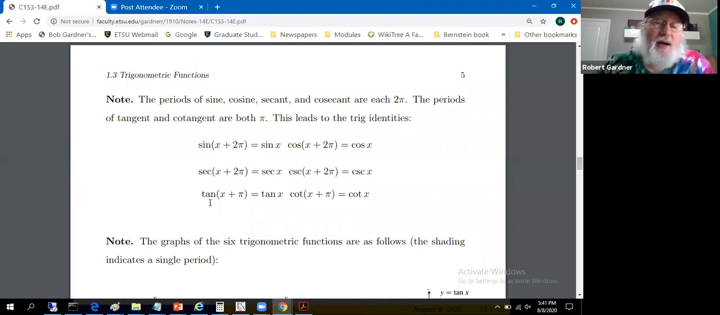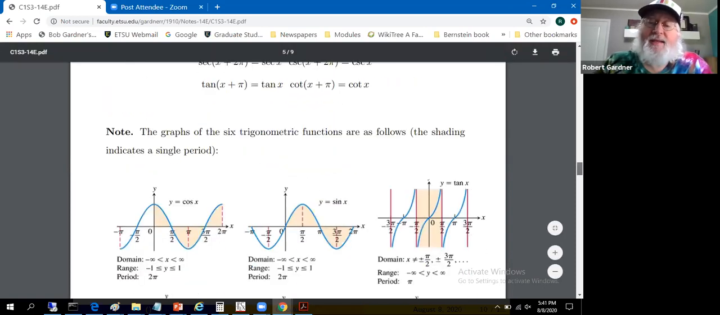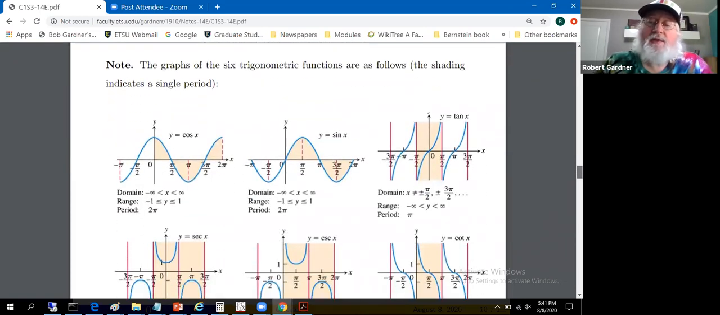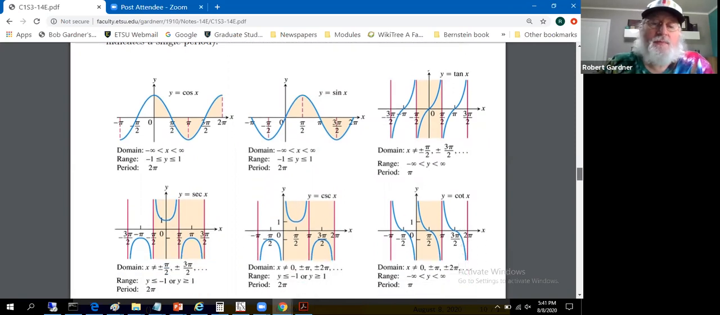Tangent has a period of pi. You add pi to the input, it doesn't change the function value. The input changes, the angles are different, but the tangent values are the same. And similarly for the cotangent function. All right. In a pre-calculus class, we'll probably spend a fair amount of time getting to this stage. This gives us the following graphs of the 6 trig functions. Okay.